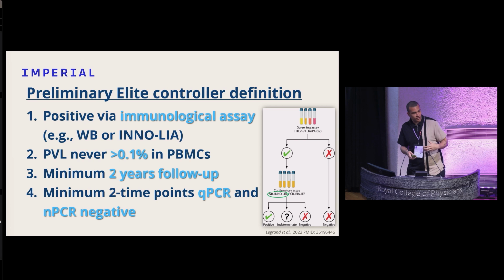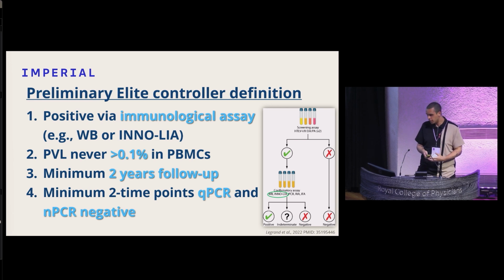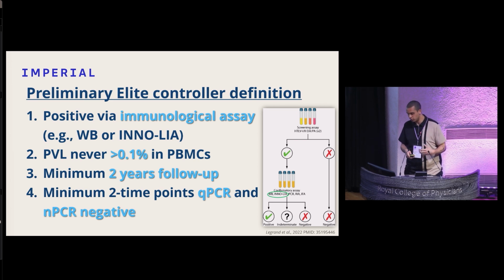So to try and identify a population of these patients, we came up with a preliminary elite controller definition. Firstly, these patients had to be positive with an immunological assay, so Western blot or line immunoassay, have a proviral load that never crossed 0.1%, a minimum of 2 years of follow-up, and also a minimum of 2 time points where they were both qPCR and nested PCR negative.